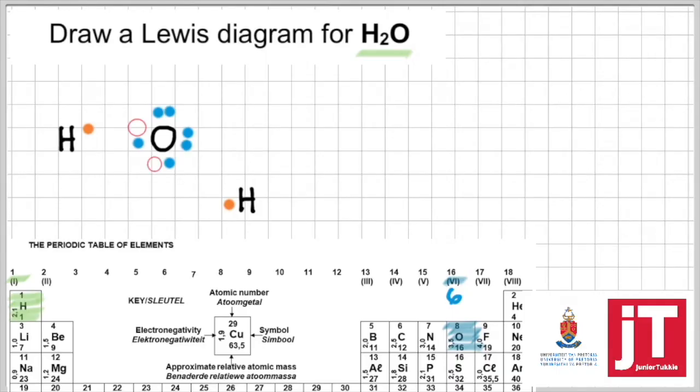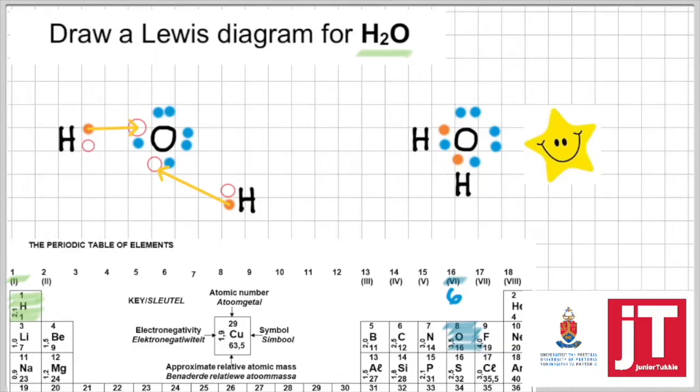We notice that oxygen has 2 unpaired valence electrons, while each hydrogen atom has 1 unpaired valence electron. We can now pair up these unpaired valence electrons in order to obtain the correct Lewis diagram for H2O as displayed on the right side of your screen.